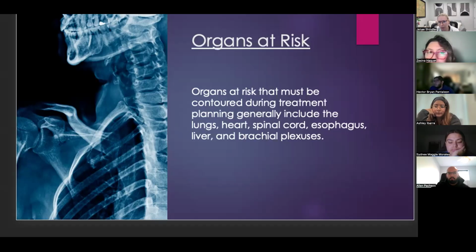You have the heart, spinal cord, esophagus, liver, and brachial plexus. So if it's a lower lung tumor, I don't want you guys to put brachial plexus on there as an area that could have side effects or an organ at risk, because it's not an organ at risk. Do know that the lung is a large area and what would be involved in that specific area.